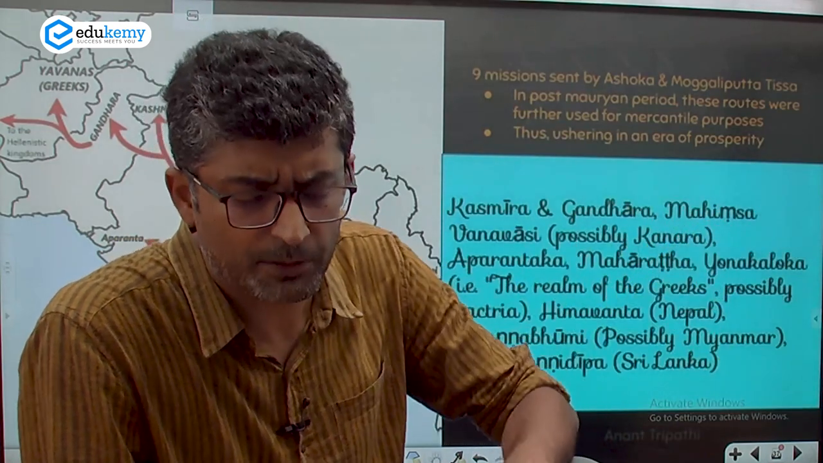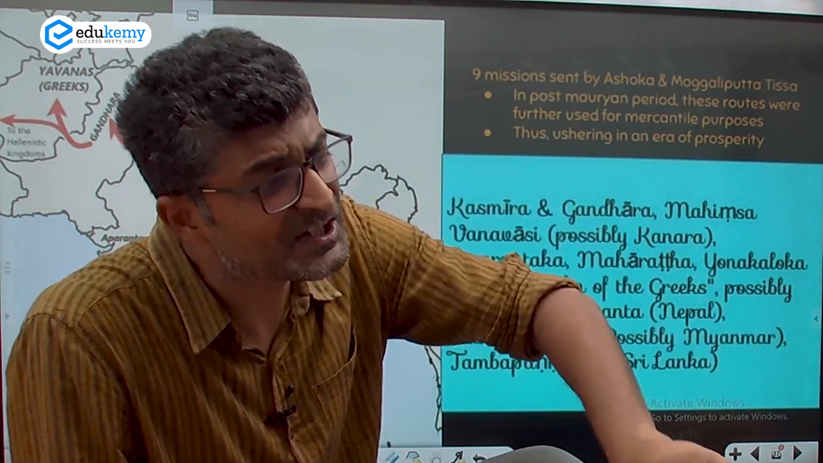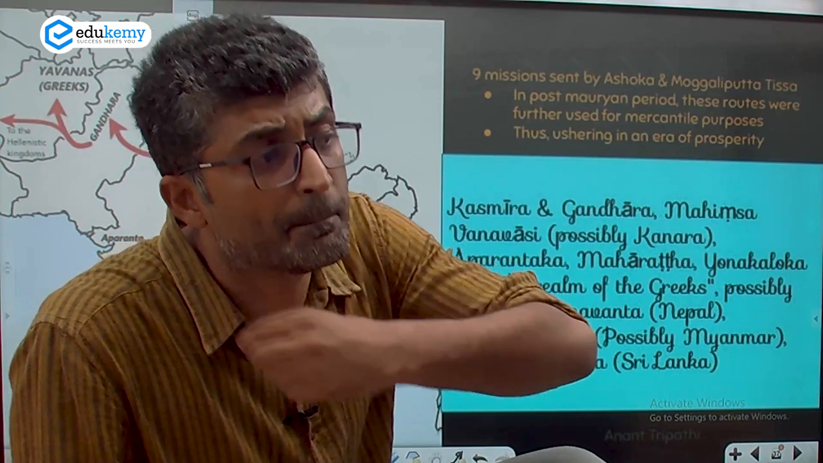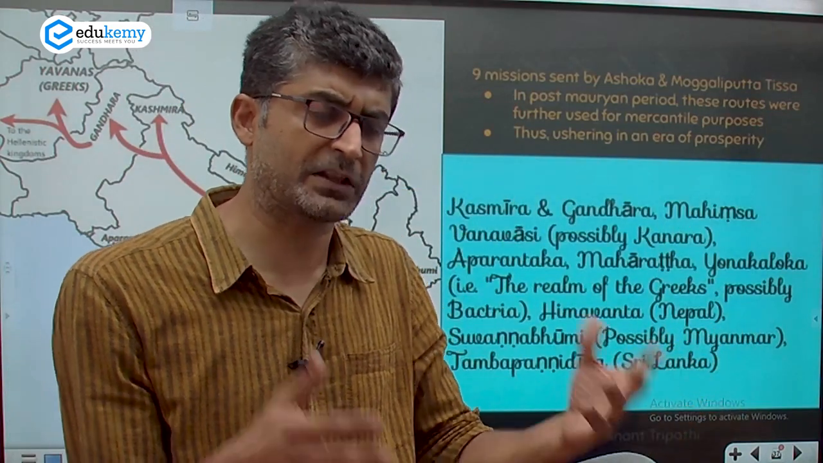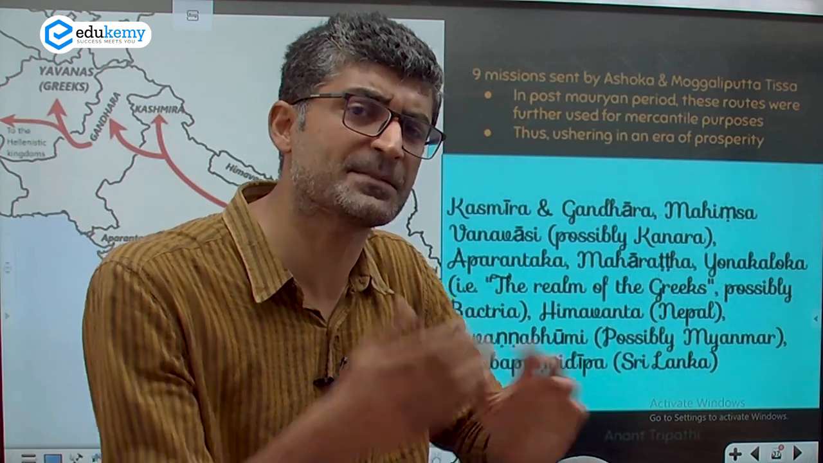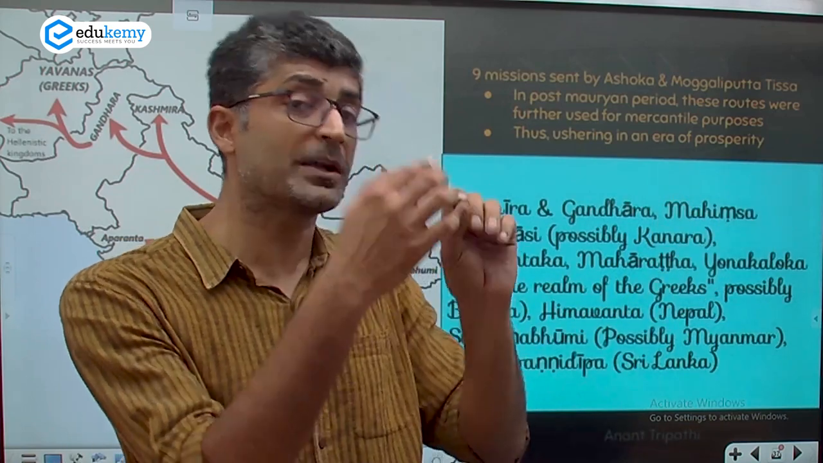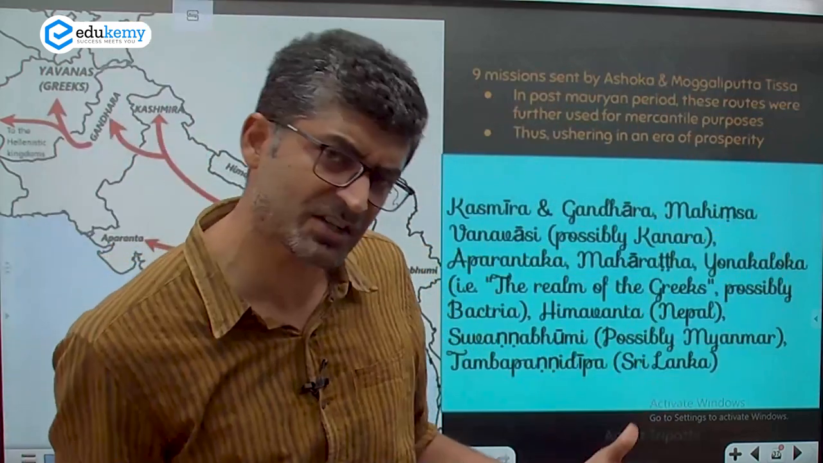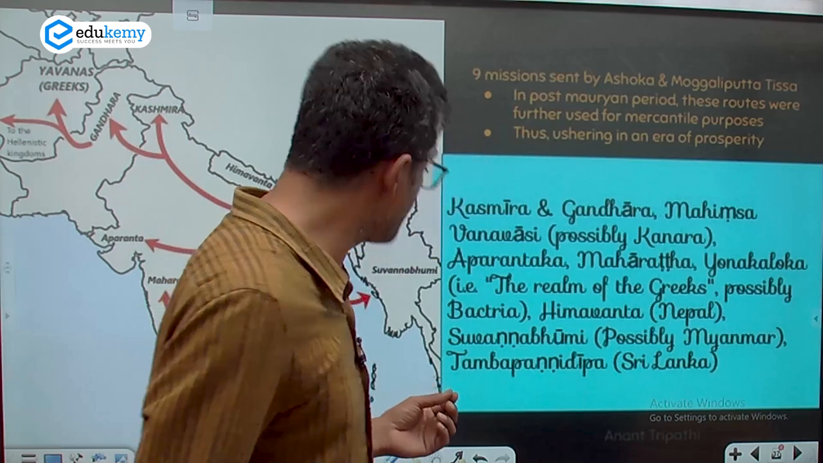third Buddhist council in 250 BCE. And at that place, he sent several missions, Buddhist missions, to expand the Dhamma, right? And these missions were sent to different regions. So from that, you can come to the conclusion that there must have been some kind of linkages existing.